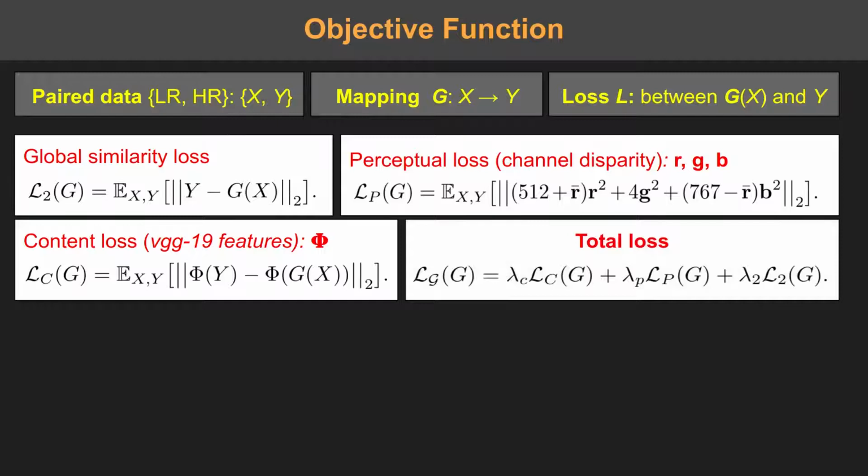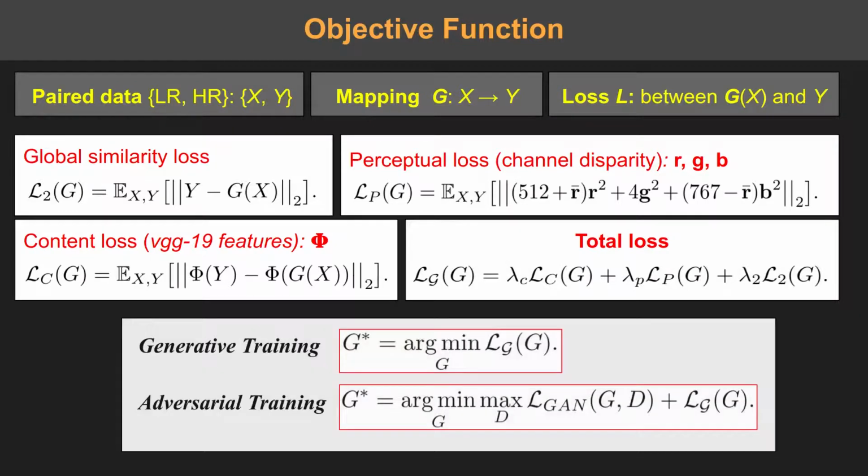Contributions of each loss term are defined by empirically tuned scaling factors. The combined loss is used as the objective function for generative training, while for adversarial training, we add the traditional GAN loss into the objective.